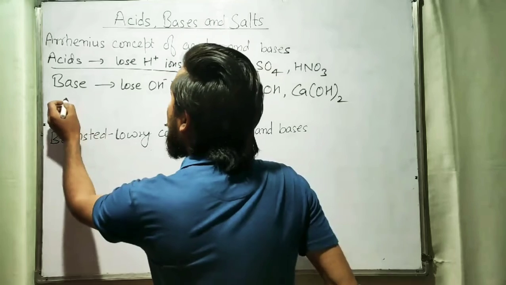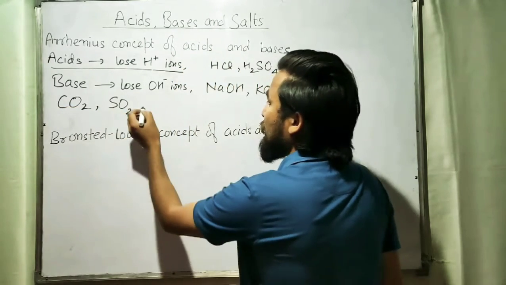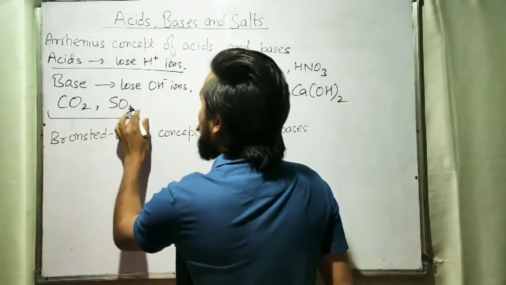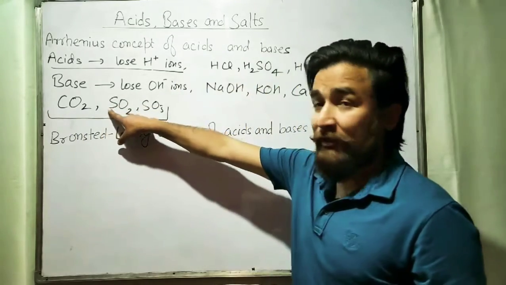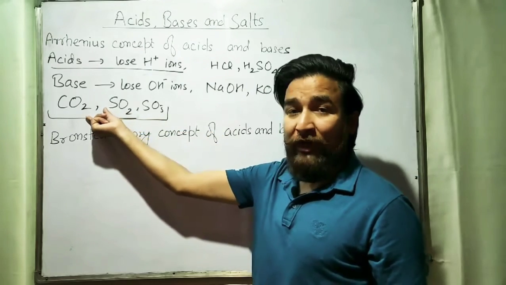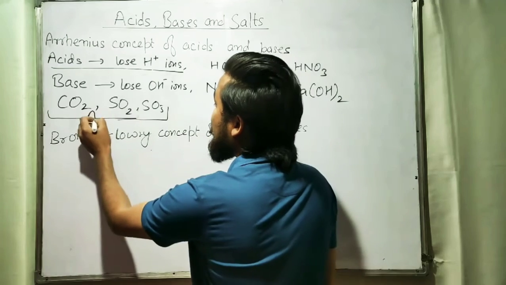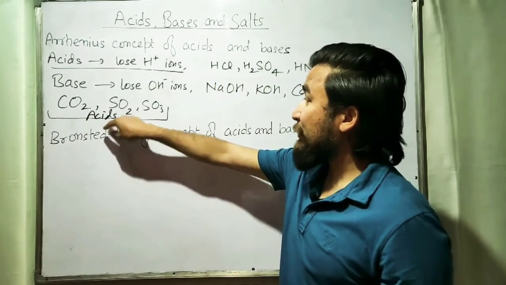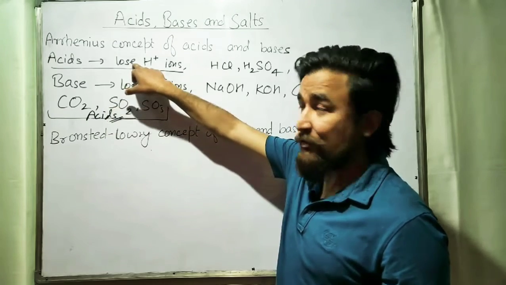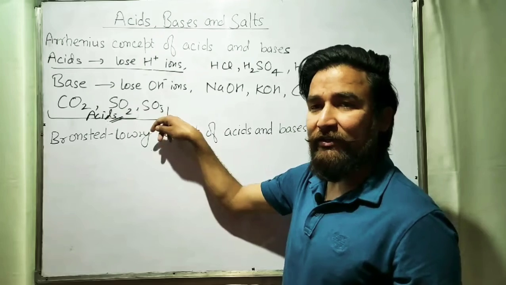But there are so many compounds like CO2, SO2, SO3. These compounds cannot lose H plus ions or OH minus ions because they don't have H plus or OH minus ions to lose. But still they are categorized as acids. They behave as acids, but they do not lose the H plus ion. So according to the Arrhenius concept, these substances are not acids.